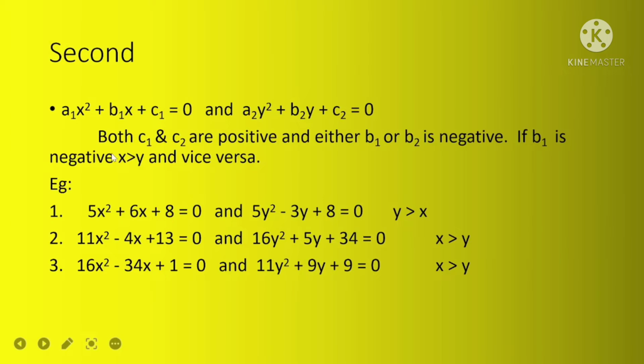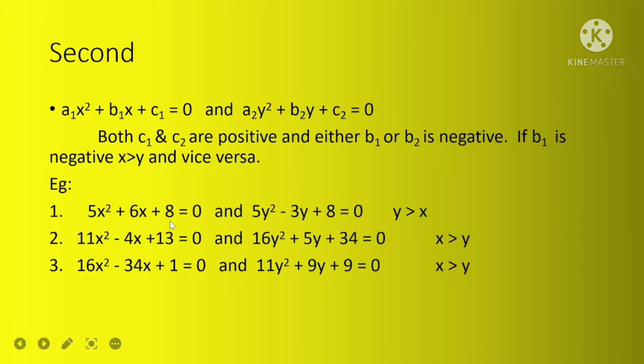Here, in the second category, let the equations be a1x square plus b1x plus c1 is equal to 0 and a2y square plus b2y plus c2 is equal to 0. Both c1 and c2 are positive and either b1 or b2 is negative. If b1 is negative, then x is greater than y, and vice versa. We will explain with one example. Let 5x square plus 6x plus 8 is equal to 0 and 5y square minus 3y plus 8 is equal to 0. Here both the values of c1 and c2 are positive.